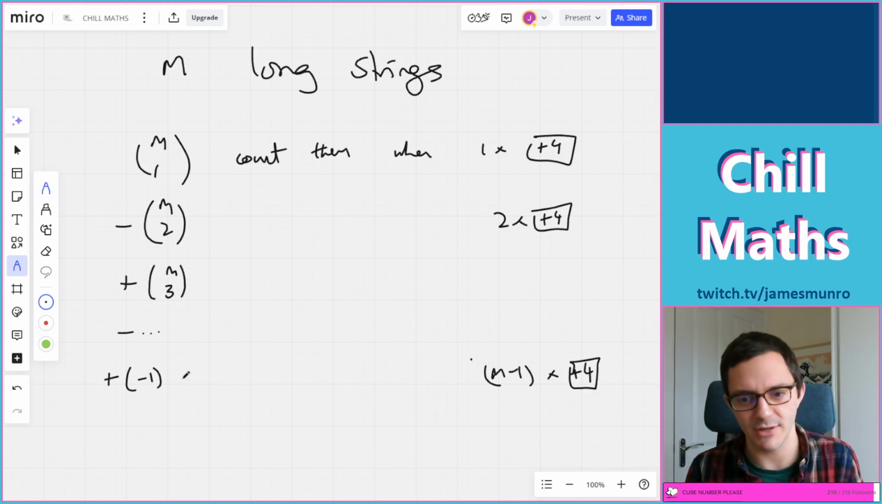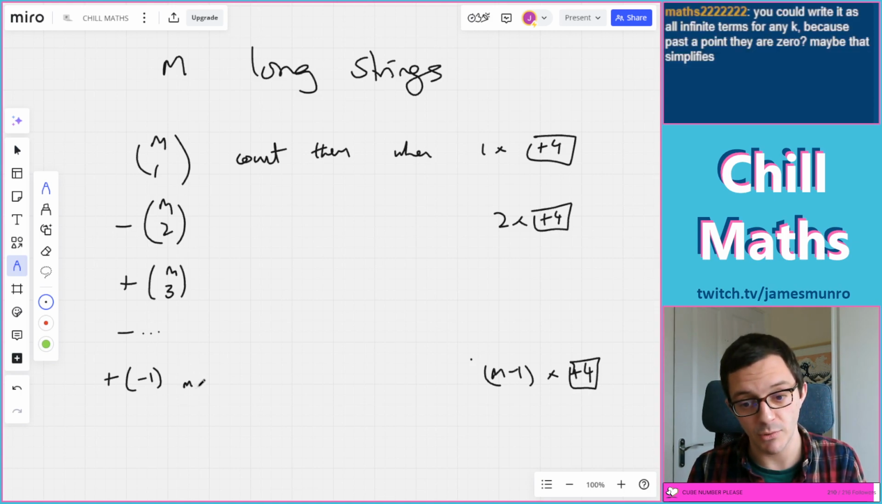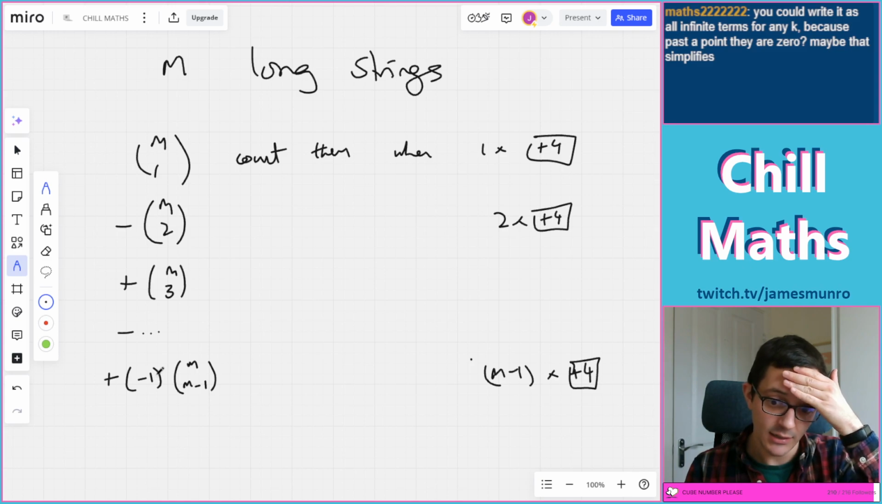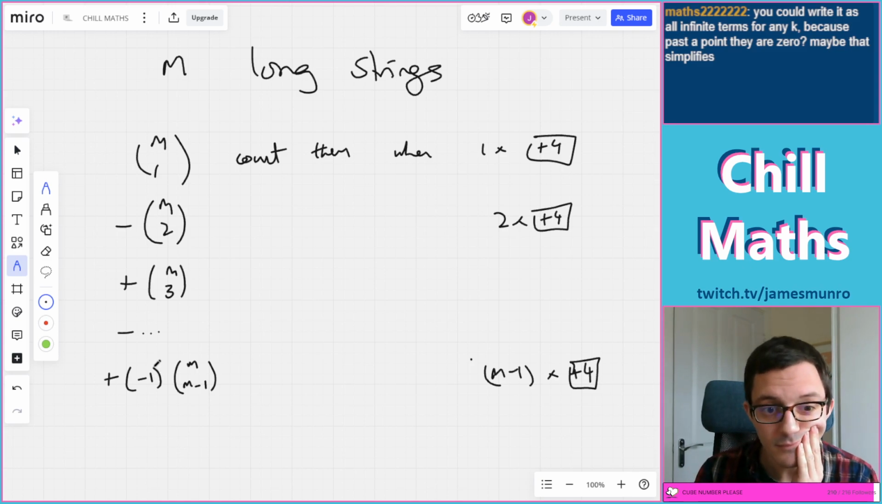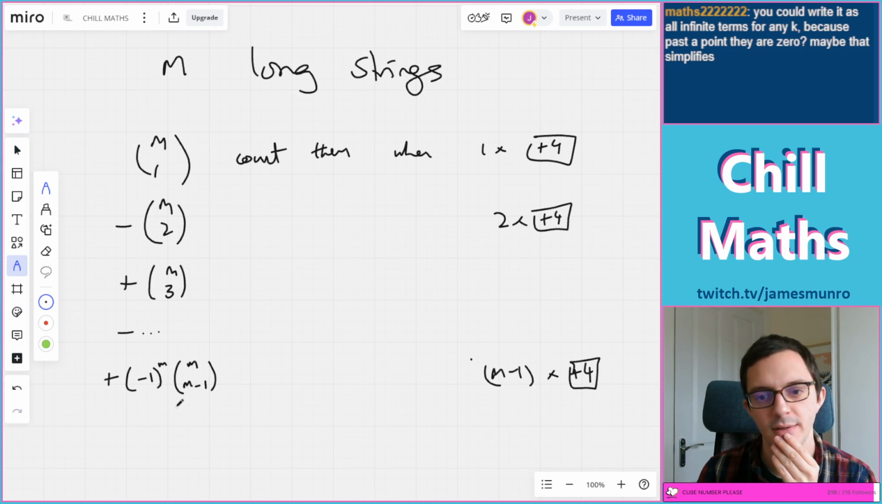You've got lots of terms so far. You've got m-1 of them, and this number here is supposed to be something like, what is this then? So it's plus if the number downstairs is odd. So I'm going to write -1 to the m like this.